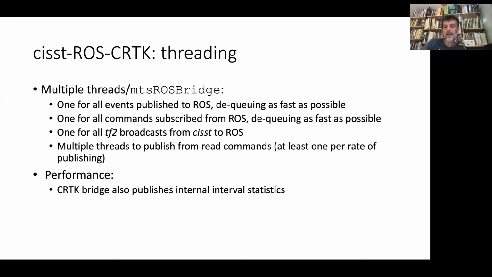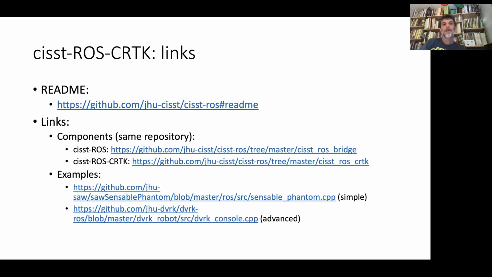So all of that gives you a pretty tight control about what the system is doing. Here are some links. All of these links have readmes. The main things are the cisst-ROS, there's a main readme for everything describing cisst-ROS and cisst-ROS-CRTK, the repository for the two classes, and a couple of examples.